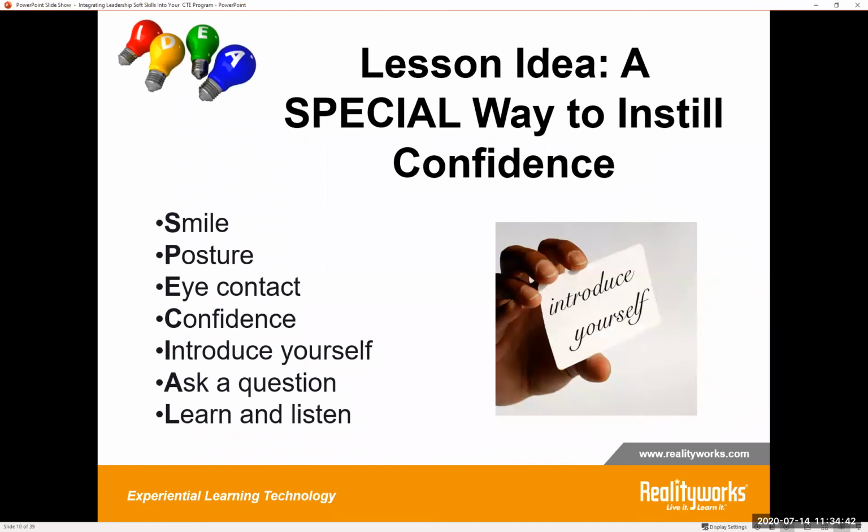Helping students learn self-confidence is an important soft skill for any occupational area. Now, we know that in a post-COVID work environment, things like a handshake may no longer be the norm. So practicing a professional way to introduce yourself and initiate a conversation, making that solid first impression, is a great way to engage your students. One idea is to introduce the acronym SPECIAL as a way to practice professional introductions. S: smile. Start with that smile, be confident.